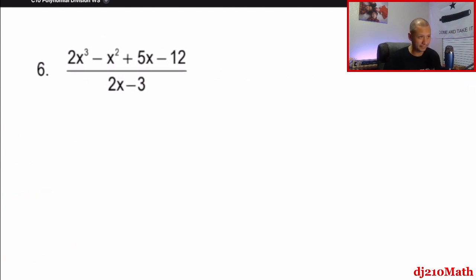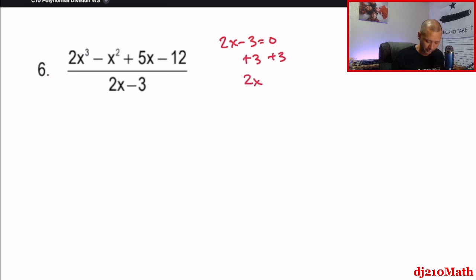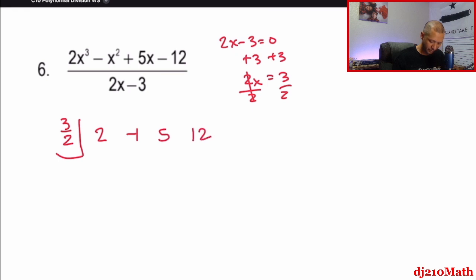Okay, number 6. So in the numerator, we have x cubed, x squared, and an x. So we're good. In the bottom, just an x. Still good. So what's in the box, rather? It's going to be 2x minus 3. This is going to be plus 3. So 2x is equal to 3, divided by 2. So 3/2 in the box. Grabbing the coefficients, we're going to have 2, negative 1, 5, negative 12.